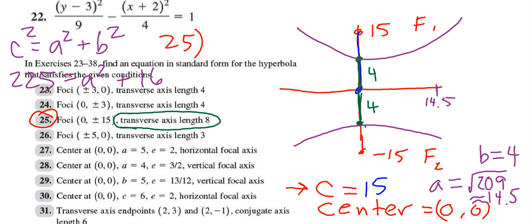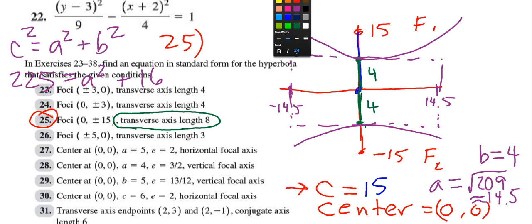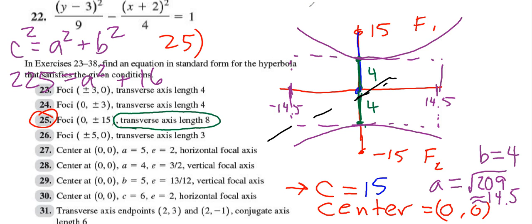So that 14.5 is the edge this way, and negative 14.5 is the edge this way, which creates our box. What's so special about the box? The asymptotes go through the corner. Find it in standard form.